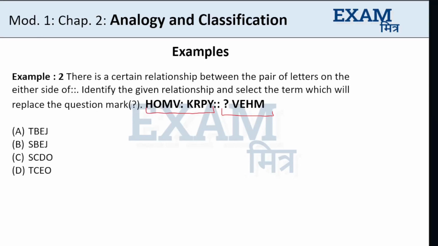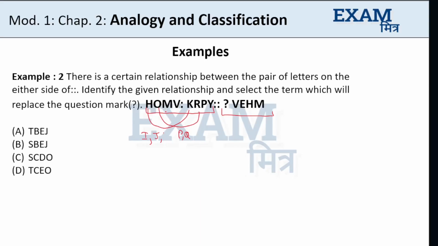How is this H related to K? You can consider the skipping of the number of letters between H and K. How many letters are there? If you see H, then comes I, then comes J, then comes K. H, I, J, and then K. Similarly, how is O related to R? O, then P, then Q, and then comes R. That means we are skipping this P and Q. That means we are skipping two letters to get the next part of the pair.